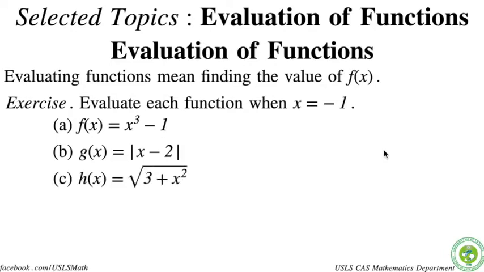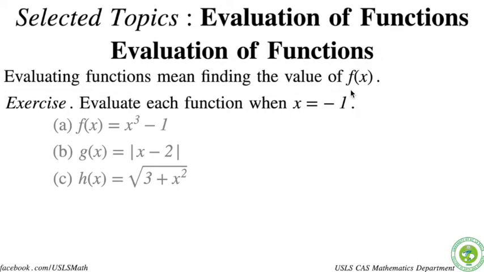Remember, evaluation of functions simply means finding the value of f of x. So how can we get the value of f of x? That is our output value. We simply substitute the value of x into the independent variable. After that we can get our output value, which is our y or our f of x or g of x or h of x. Again, f is just the name of a function.